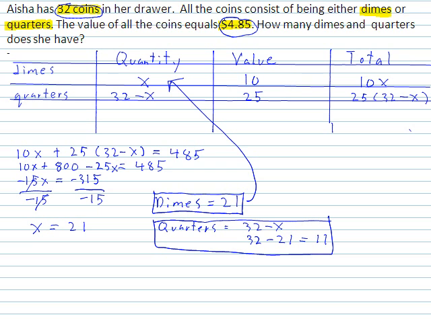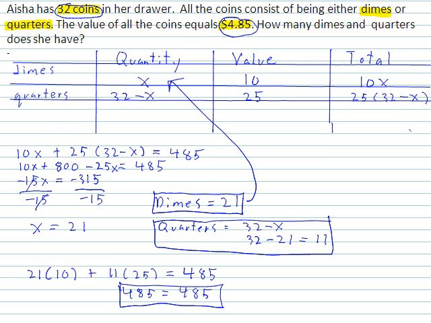quarters. And we can do a real quick check on this simply by taking the quantity of dimes, multiplying it by the value of a dime, which is 10 cents, adding it to the quantity of quarters, which is 11, and multiplying that by the value of 1 quarter, which is 25, and that should equal 485 cents. And if you calculate that out, you'll see it does indeed come out to 485 cents. And that's really all there is to it. Not that bad, right?